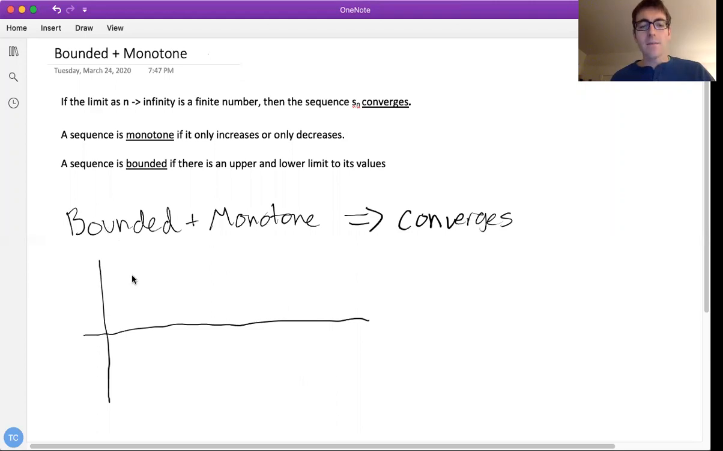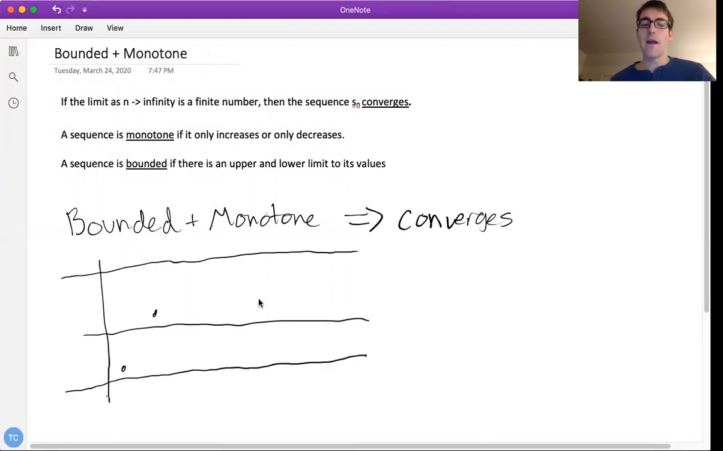So if I had some sequence over here, if I were to graph it, I could put values like this. If the sequence is bounded, then there is some number up here. There is some ceiling to what these values can be, and there's also some floor to what these values can be. In other words, all of the values in the sequence are somewhere in this fixed range.